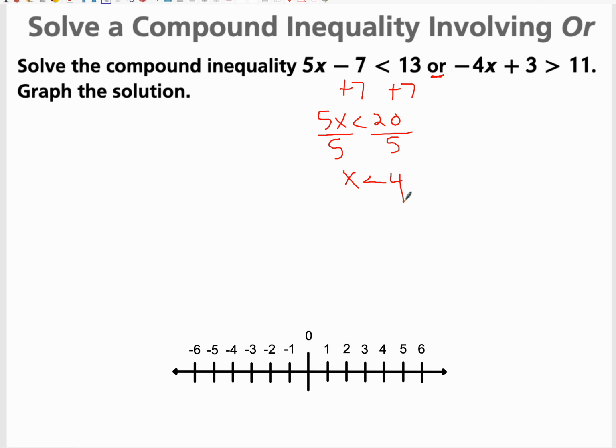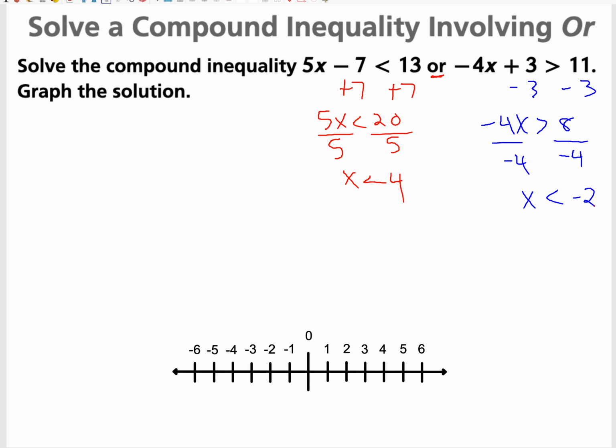Now, solve the other one. I'm going to switch colors. Minus 3. So negative 4x is greater than 8. And then you have to flip the sign. Divide by negative 4. And Bennett, what'd you say? You have to flip the sign. We divided by a negative, so we've got to flip the sign. That's right, x is less than negative 2. Okay?